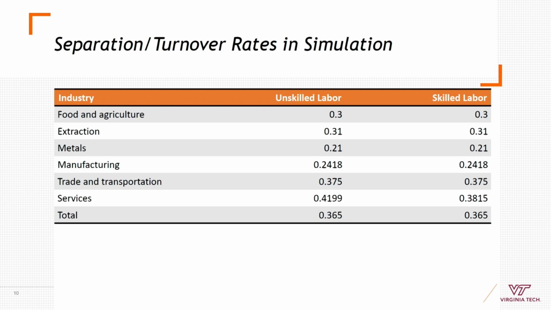So for total manufacturing in the US, it was 0.24 for the turnover rate. So given this, this is just a residual to make the total turnover in all of manufacturing in these two sectors equal to 0.24. Okay, so this was the trade and transportation sectors, and then for services, it's just a residual.